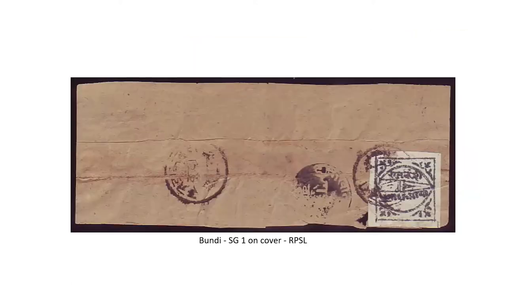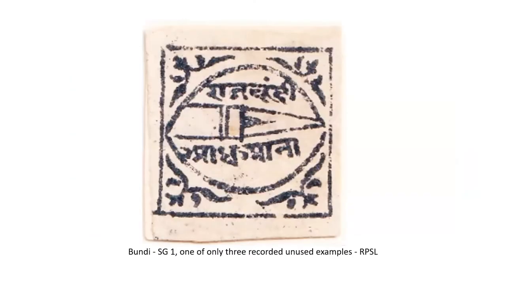Now we come to the state of Bundi. This is the first stamp issued by Bundi. It's SG1. It's quite rare. Perhaps three or four of them exist on cover. And here's the unused example, one of three recorded examples of the SG1 of Bundi.